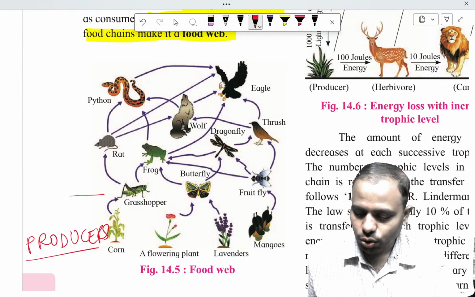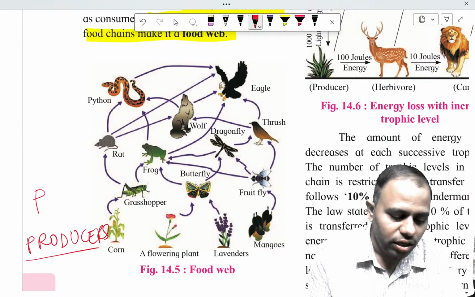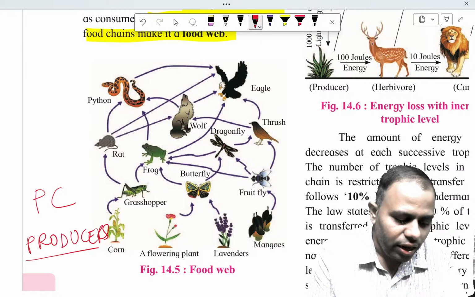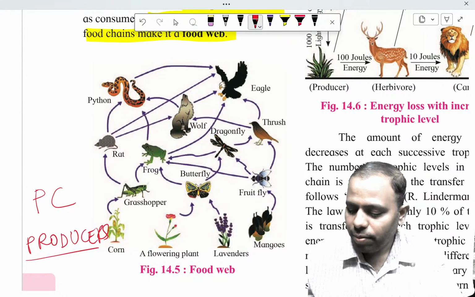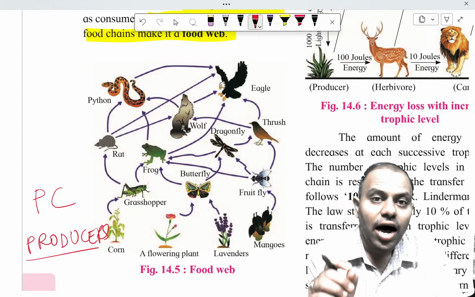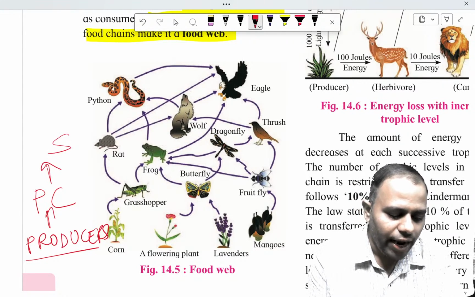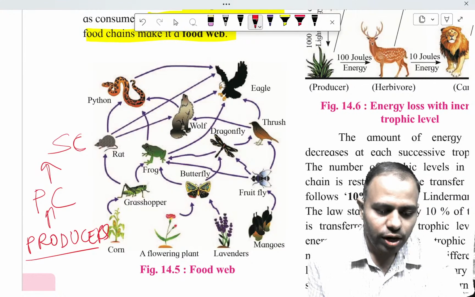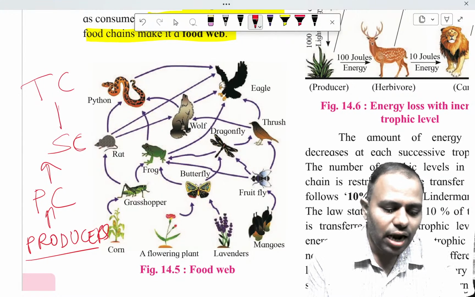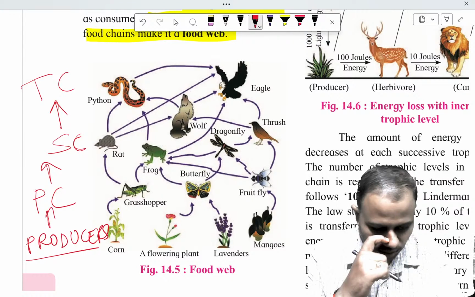The secondary level is occupied by whom? The secondary level is occupied by primary consumers. What are these primary consumers called? These primary consumers are called herbivores. Now these primary consumers are eaten up by the secondary consumers. So these are the secondary consumers. Now these secondary consumers are taken up by the tertiary consumers, and this is how the food chain is proceeding.